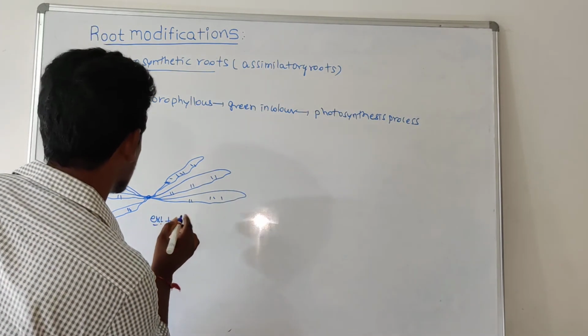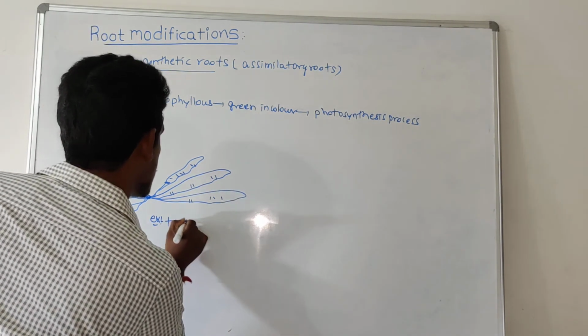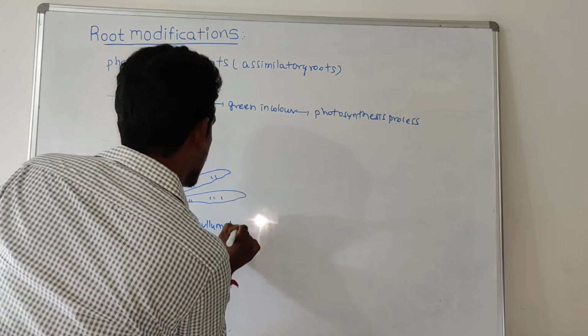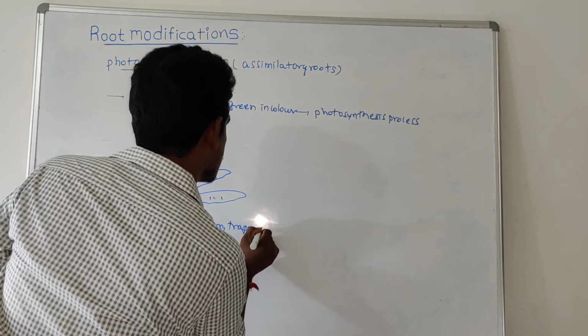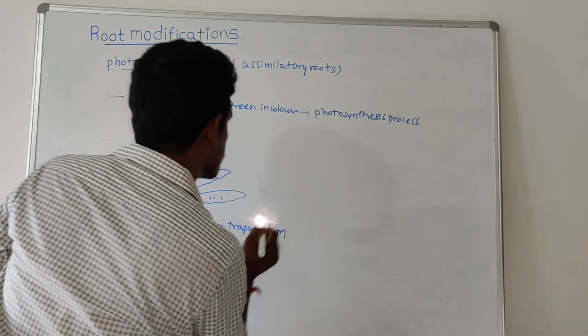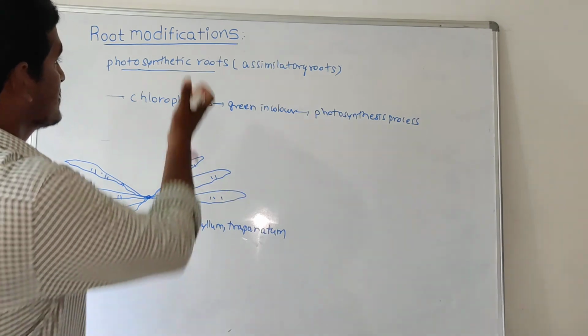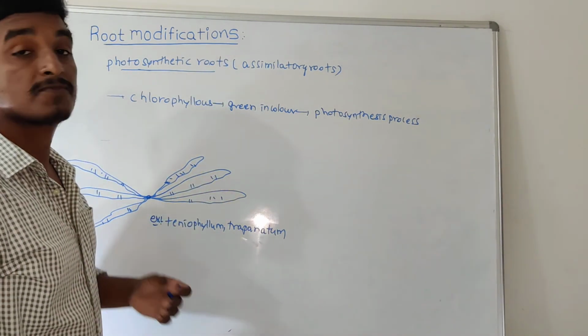Examples for this: what? Tinospora and Trapa natans. It helps in the assimilation process. That's why we call them assimilatory roots, right?